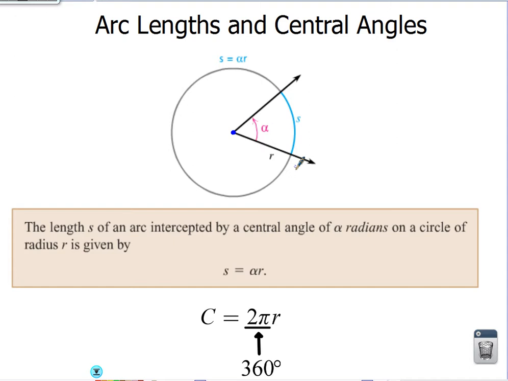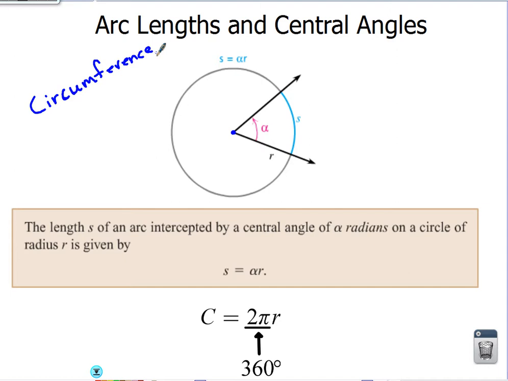An arc length. Okay, when we're talking about arc lengths, we're not talking about the distance all the way around a circle. That's called circumference. That's the distance all the way around a circle. We're talking about a portion of that. And let's go back to geometry and show you how hard this was back in geometry to do.